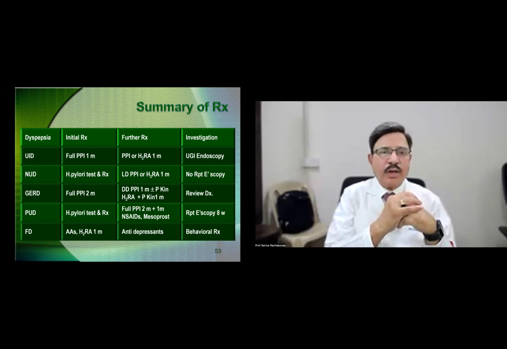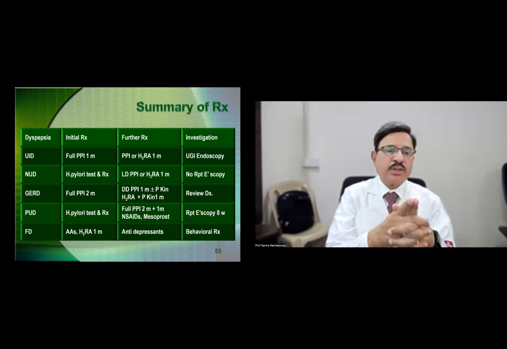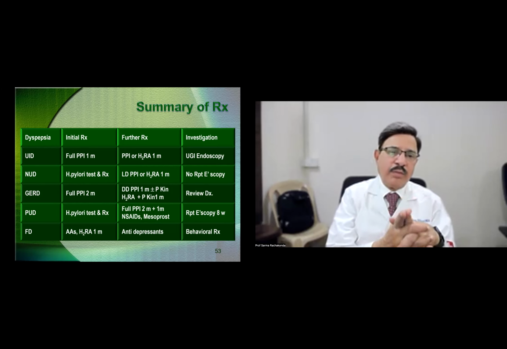Functional dyspepsia: anti-anxiety drugs or antidepressant drugs, and then H2RAs for 1 month. First one is antacids. Antacids plus H2RA, and add an antidepressant and behavioral treatment also. You have to consider that. Okay, UID, NUD, GERD, PUD, FD. Malignancy we have not listed here.